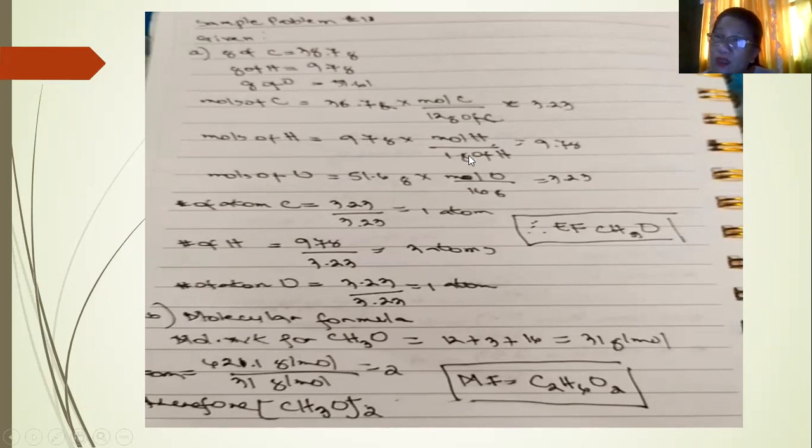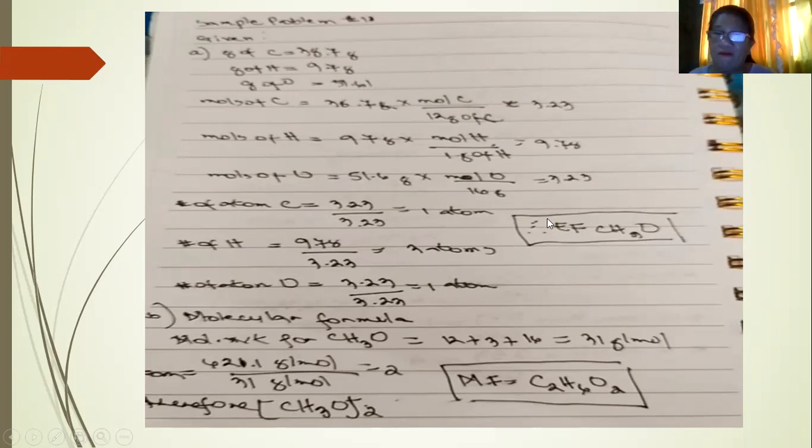Of course, the molecular weight of hydrogen is still 1. Okay, so that's 9.78. The moles of oxygen, that is 51.6, divided by the molecular weight of 16. So we have 3.23. Which is the lowest? The lowest is 3.23. Therefore, divide this for the number of atoms. The number of atoms of carbon is 3.23 divided by 3.23, which is 1 atom. The number of hydrogen, 9.78 divided by 3.23, is 3 atoms. The number of atoms of oxygen, 3.23 divided by 3.23, is 1.